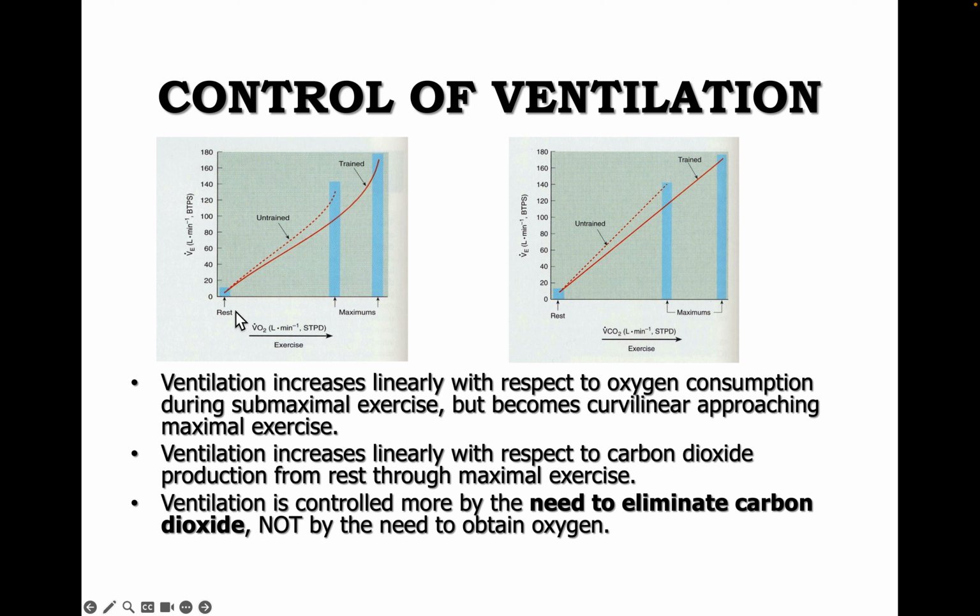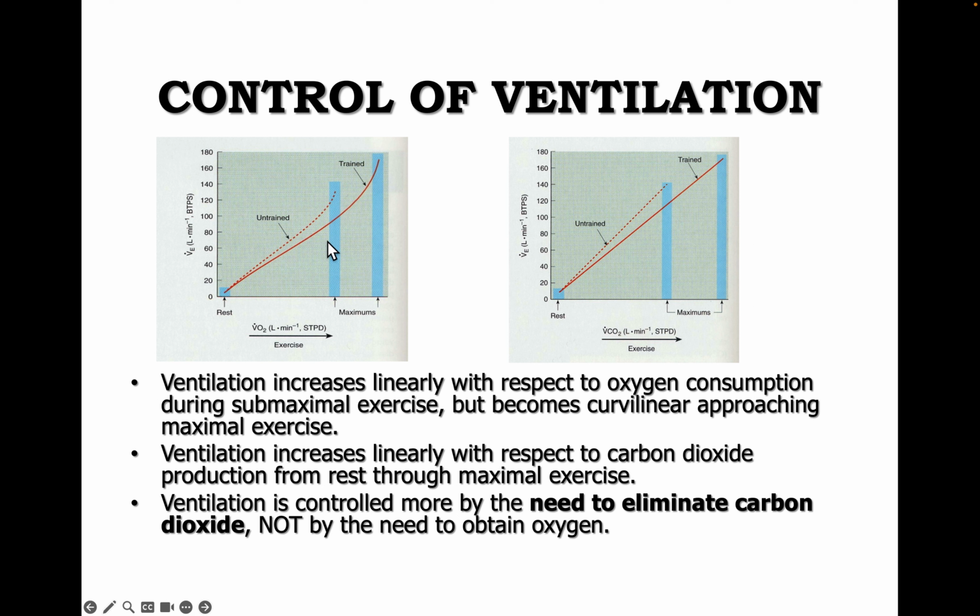As we start to, let's take a look on the left side here. As the intensity of exercise increases, VO2 is going to increase, and that would make sense. Likewise, on the right side, the faster or more intensely we exercise, the amount of carbon dioxide we produce is going to increase, and that would make sense again.